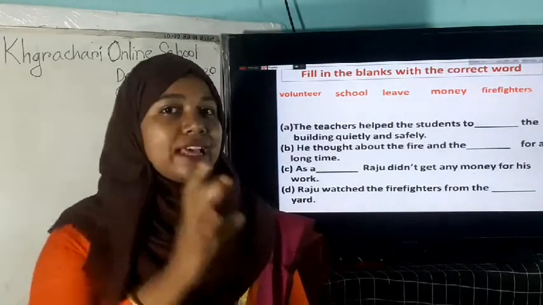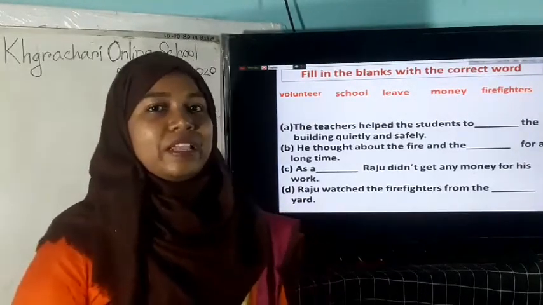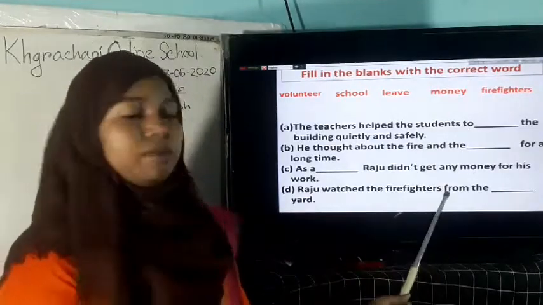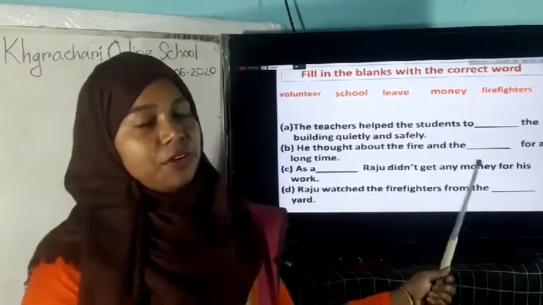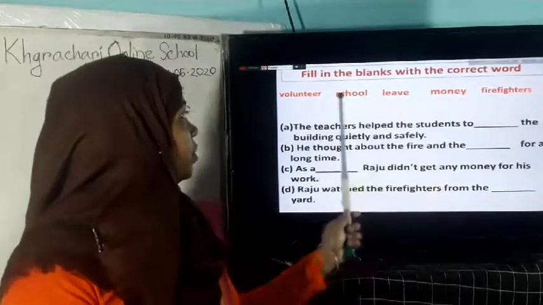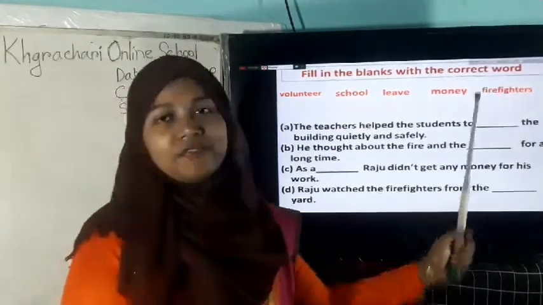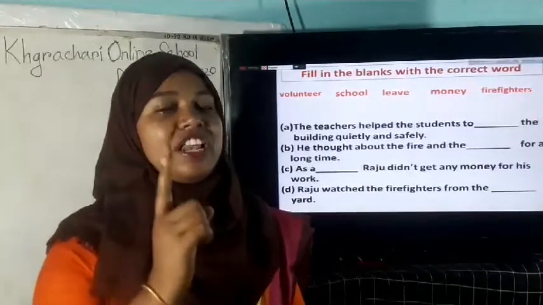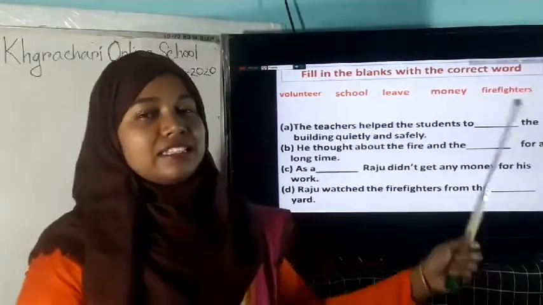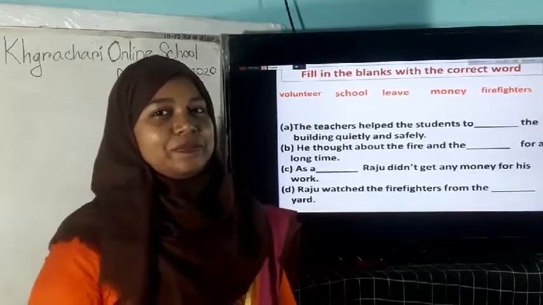I have 4 fill in the blanks sentences for you and 5 options for you: volunteer, school, leave, money and firefighters. You have to fill up this blank with these options.